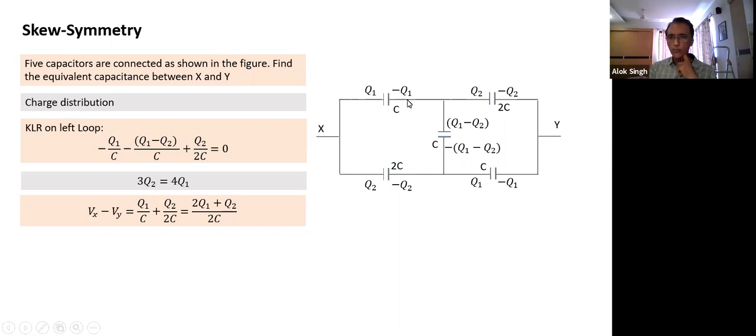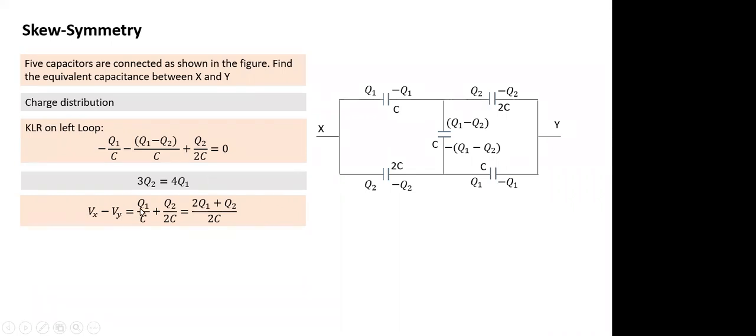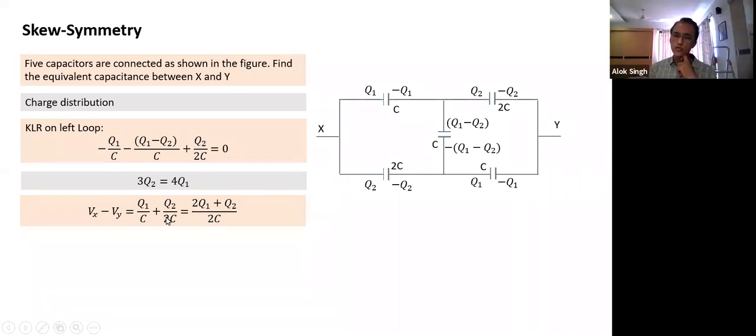What is the potential at this point here on the right hand side? As we have done earlier, it will be minus Q1 by C. So what is the potential at any point here? Vx minus Q1 by C. And what is the potential here? So what is Vy equal to? Vx minus Q1 by C minus Q2 by 2C. Or Vx minus Vy is equal to Q1 by C plus Q2 by 2C. That is Vx minus Vy.